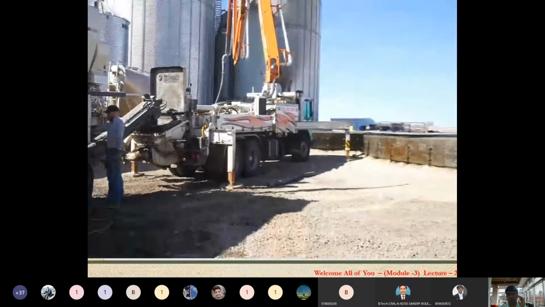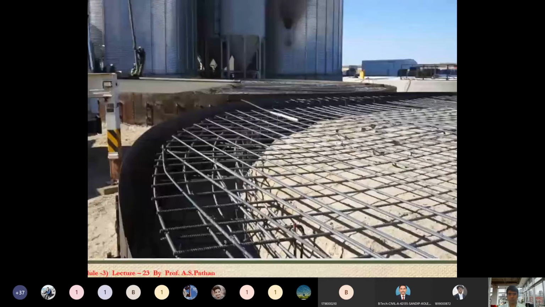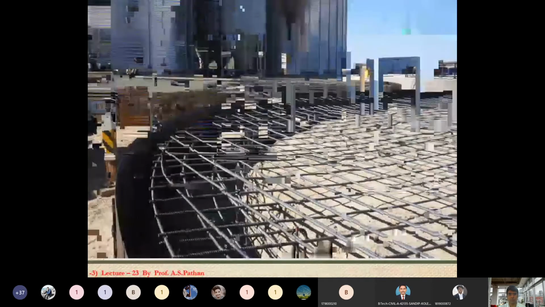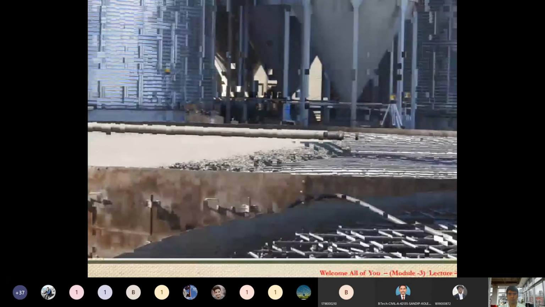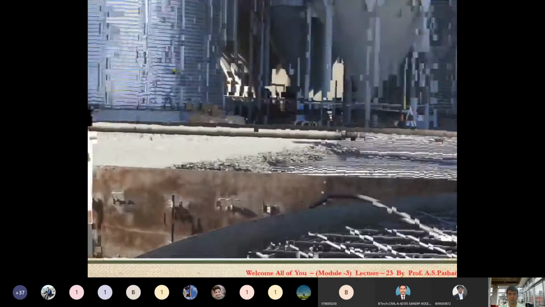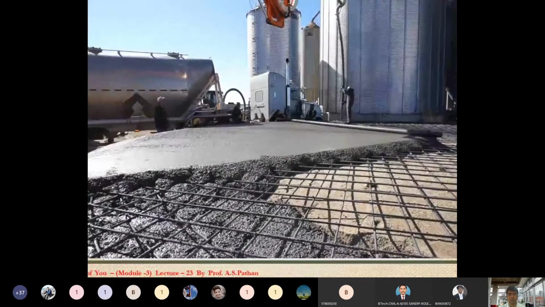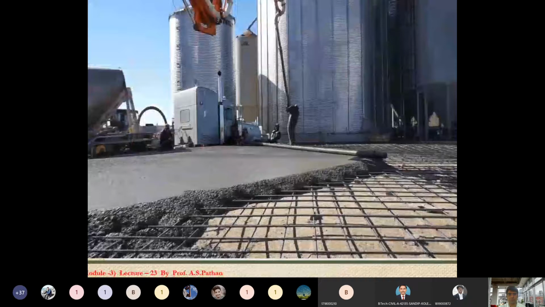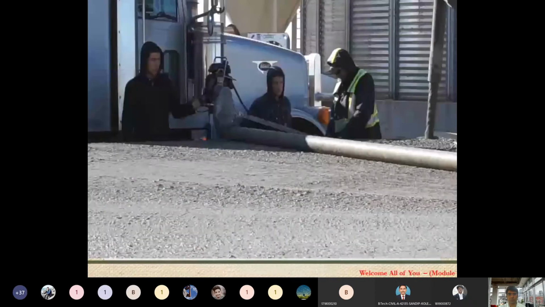And then we're actually pouring a couple grain bin pads here. So this one here we got to do yet, and we're almost finished that one over there. That there is called a spin screed. They just keep pouring it in front of the screed. The screed spins as it moves, and it just screeds the surface level.